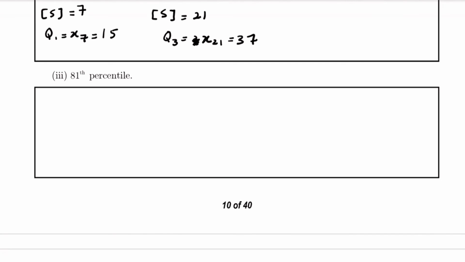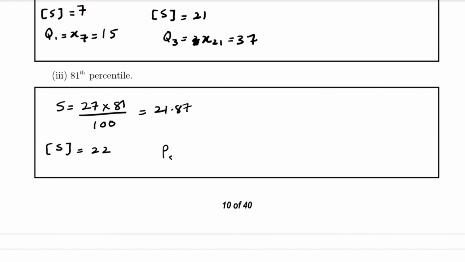The next one is we are looking for the 81st percentile. The same thing that we do to find the observation: 27 times 81 over 100, and we get 21.87. So our observation is 22. It means that our P81 is going to be the 22nd data, which is 39.